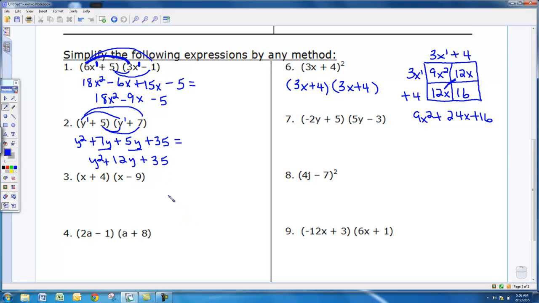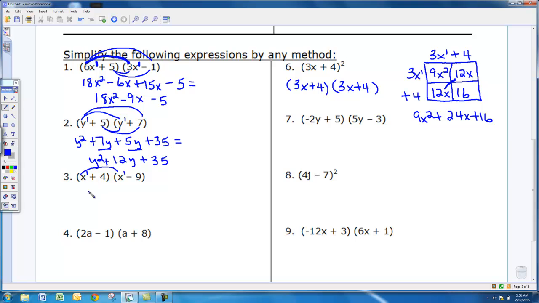Okay, let's pause the video for a minute and have everyone try example 3 on your own using the FOIL method. Take about 2 or 3 minutes and then turn the video back on and check your answer. Okay, let's see how you did.